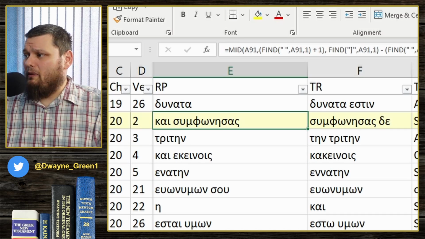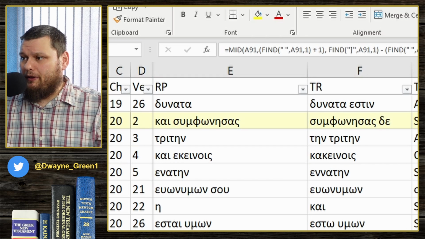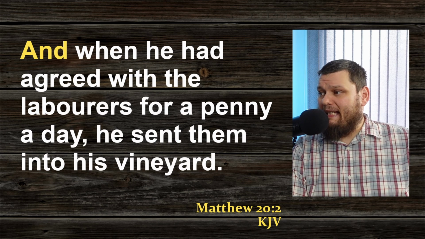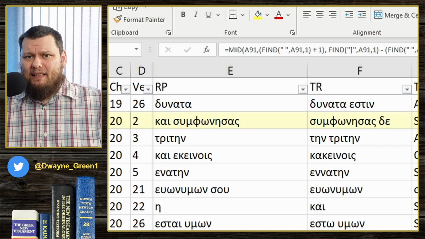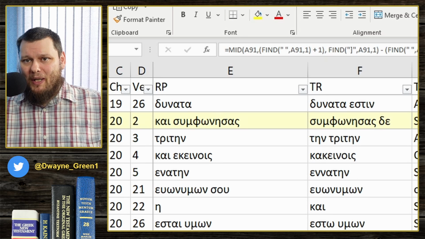So let's come down to Matthew chapter 20, verse 2. And Matthew chapter 20, verse 2 reads this. I'll just read it. "And when he had agreed with the laborers for a penny a day, he sent them into his vineyard." So Jesus is telling a parable here. But it's not even the content of this passage that this variant is about. It's about the little connective word "and."